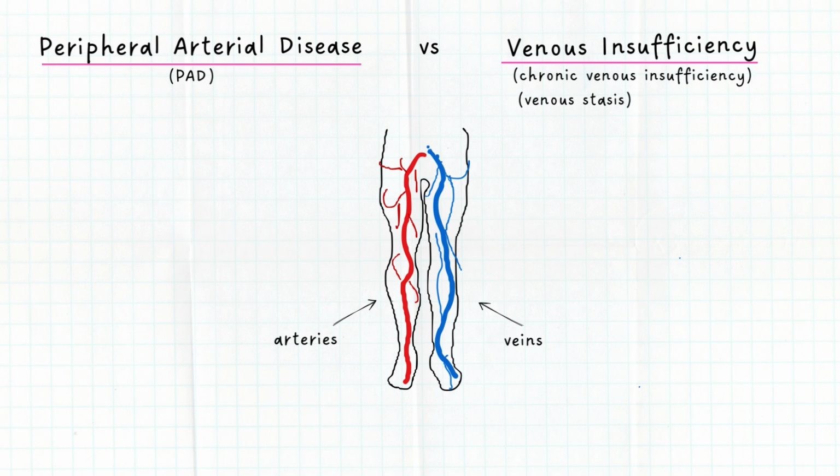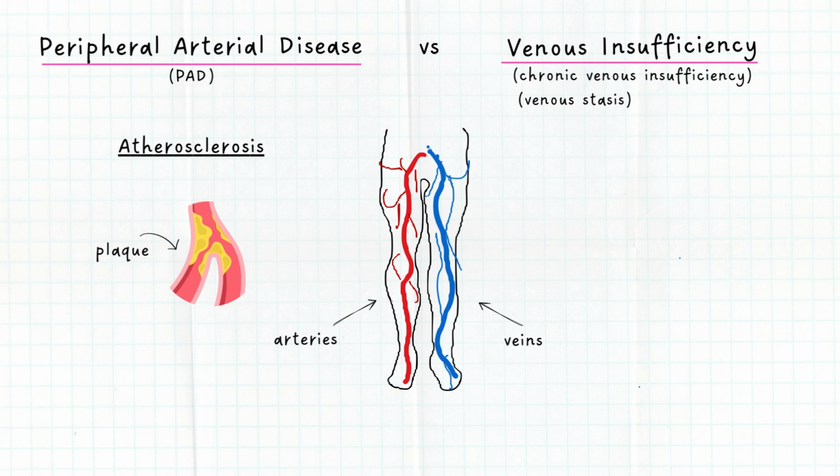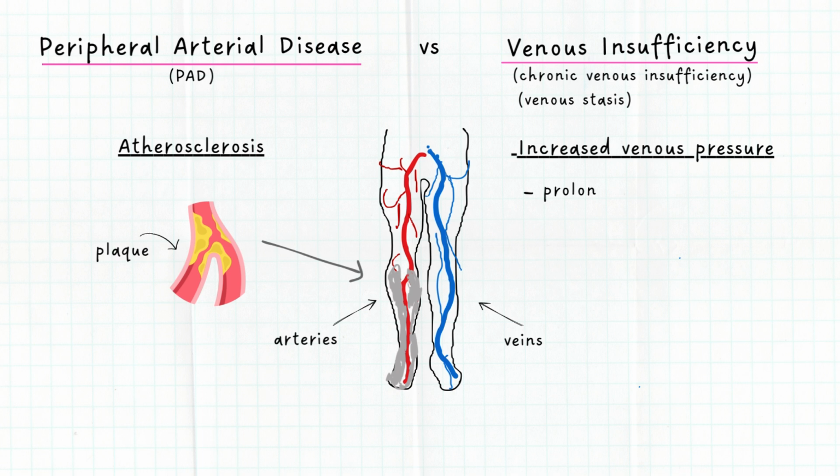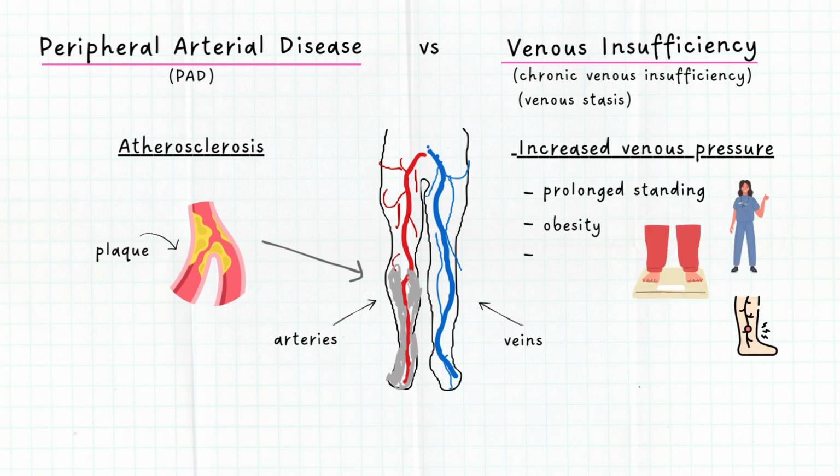The primary cause of PAD is atherosclerosis, which is plaque formation in the arteries, resulting in lack of blood supply to the lower legs. Venous insufficiency is caused by increased venous pressure from conditions such as prolonged standing, like working as a bedside nurse, obesity, deep vein thrombosis, and etcetera. All of these conditions create a high venous pressure, and veins are having a hard time returning blood to the heart and lead to swelling in the lower legs.